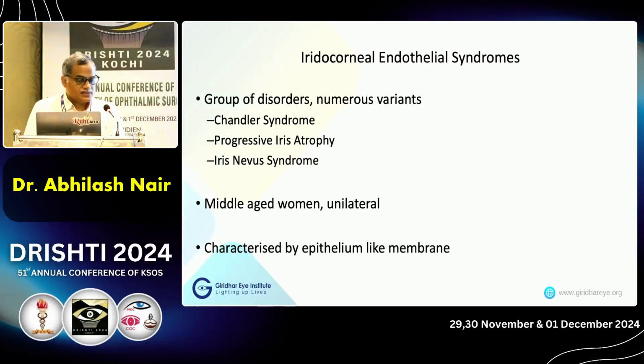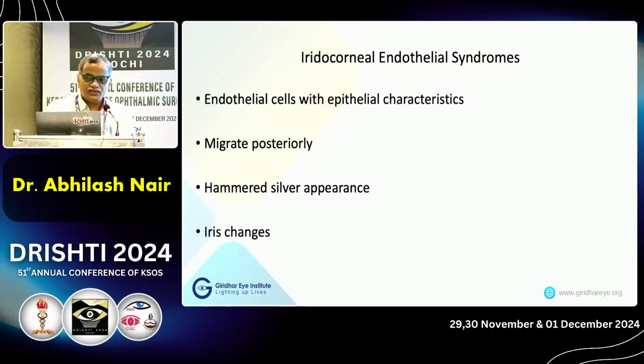And this is characterized by an epithelium-like membrane that spreads from the cornea around the angle onto the iris. So epithelium-like because they are actually endothelial cells with epithelial characteristics like desmosomes, microtubules and filaments. So they have a property to migrate, which is highly unlike endothelial cells. And these migrate as a sheet posteriorly from the corneal surface.